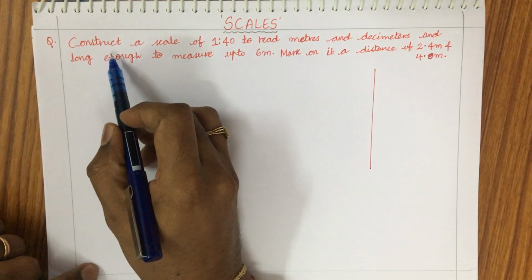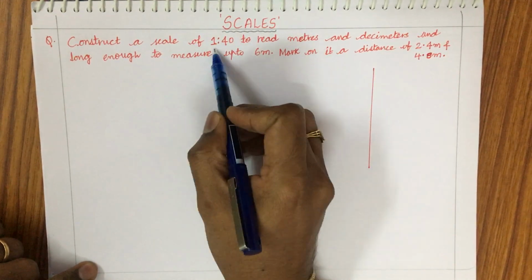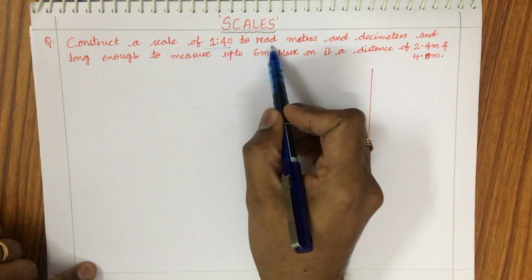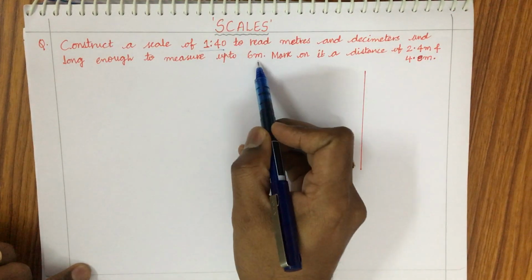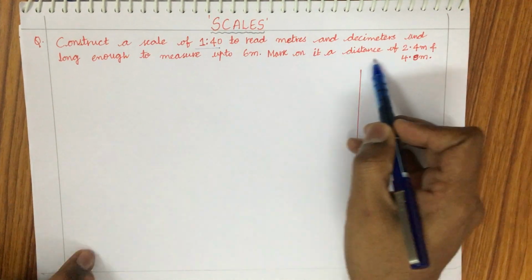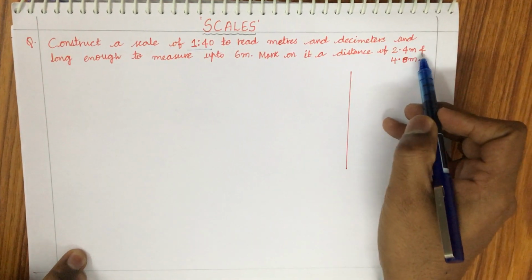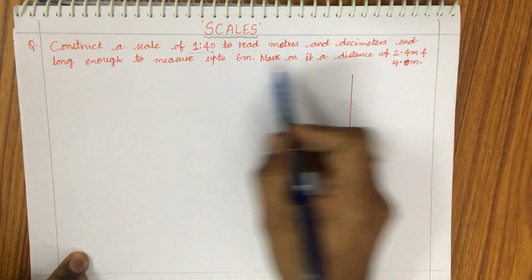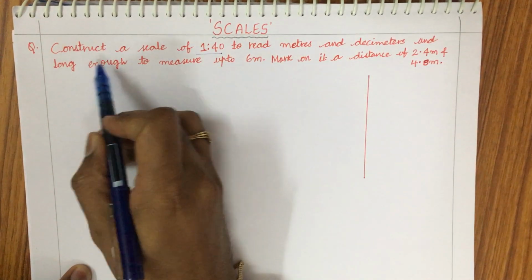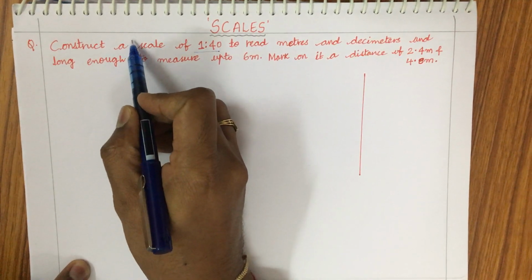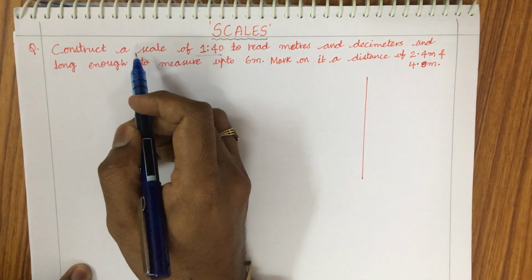The question may be like this: construct a scale of 1:40 to read meters and decimeters and long enough to measure up to 6 meter. Mark on it a distance of 2.4 meter and 4.8 meter. By looking at this question, it is an indirect question where the construction of the scale is given. It is not specified here whether it is a plane scale or a diagonal scale.